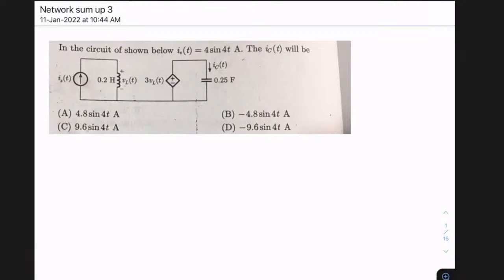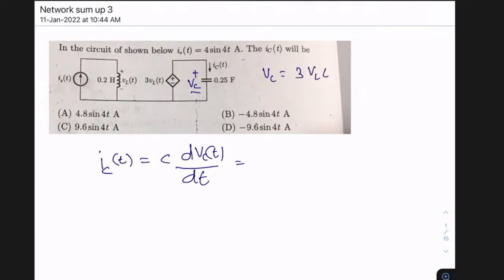You know, in a capacitor, the current is given by I_C(t) equals C into dV_C(t) by dt. Isn't it? So in this case, if I ask you what is V_C, this voltage V_C is nothing but 3 V_L(t), because the source is in parallel with the capacitor. So the voltage of the capacitor is the same, 3 V_L(t). But what is V_L(t)? V_L(t) is defined here.